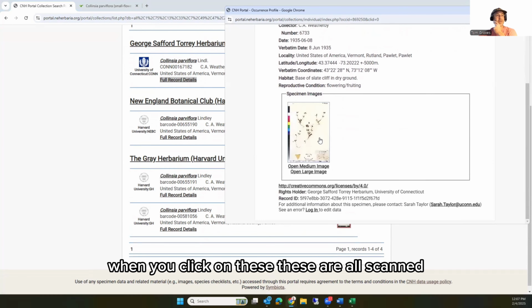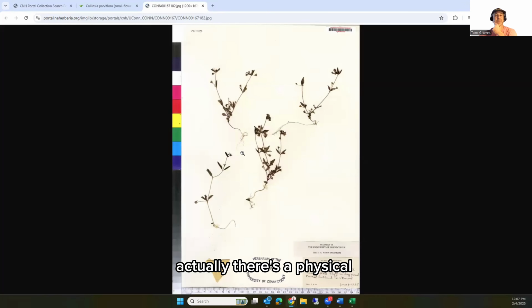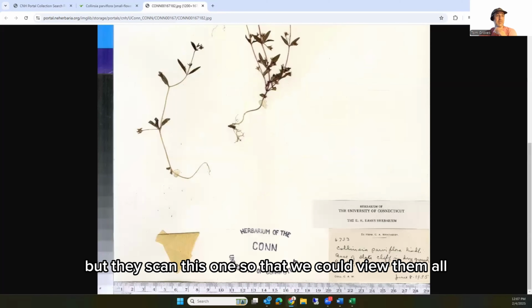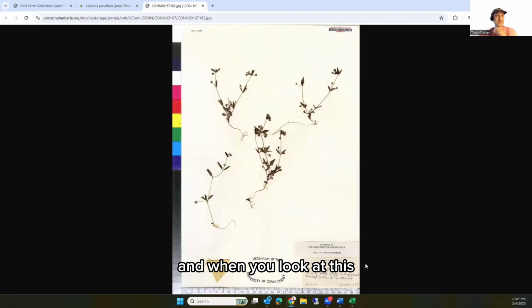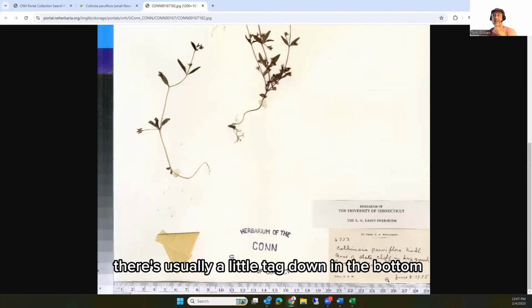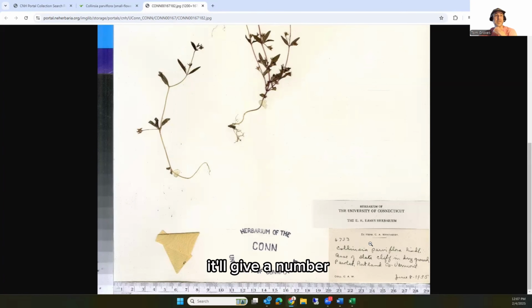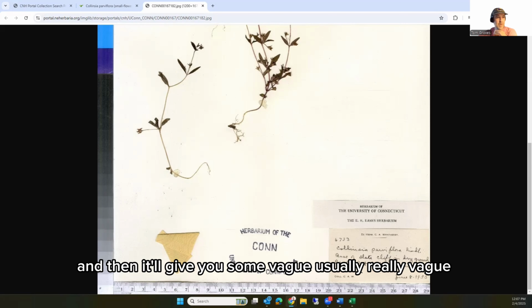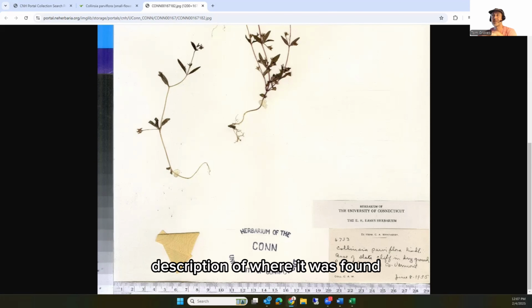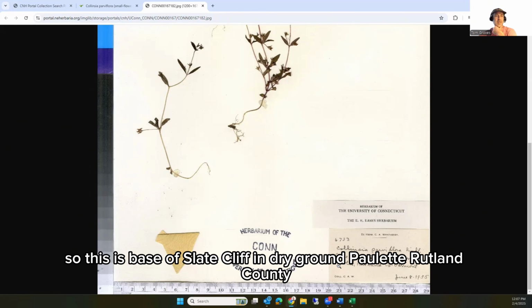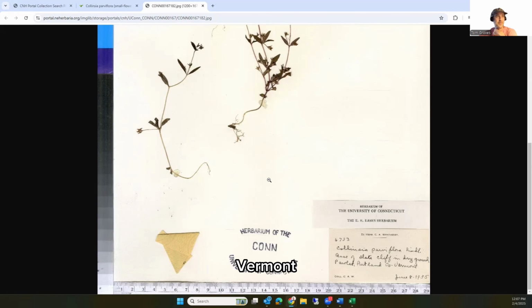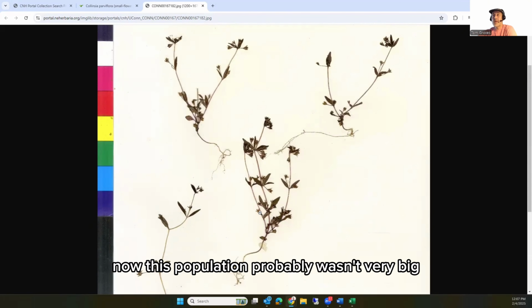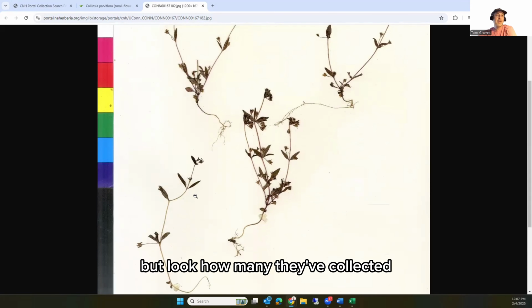Now let's look at these. When you click on them, these are all scanned. Actually, there's a physical copy of this at the University of Connecticut, but they scanned this one so that we could view them all. When you look at this, there's usually a little tag down in the bottom, either right or left-hand corner. It'll give a number, it'll say what species the collector identified it as, and then it'll give you some usually really vague description of where it was found. So this says base of slate cliff in dry ground, Pawlet, Rutland County, Vermont. Now, this population probably wasn't very big, but look how many they've collected.